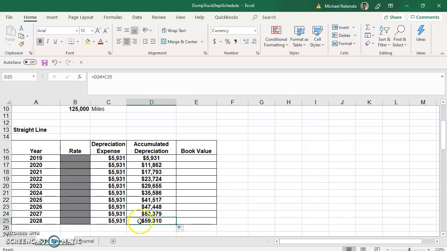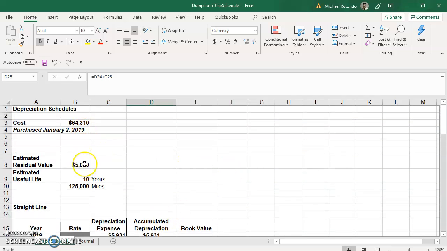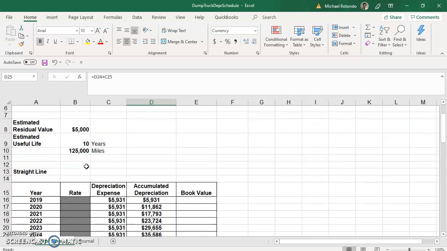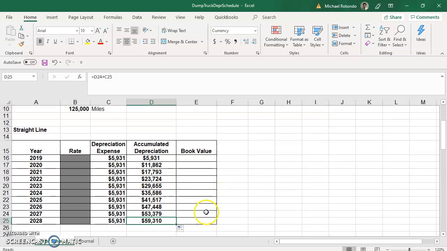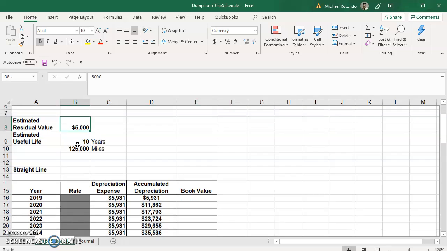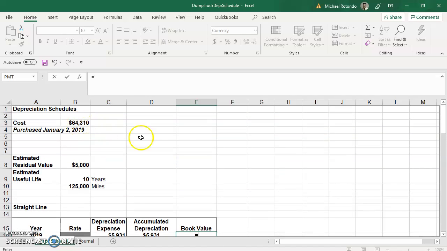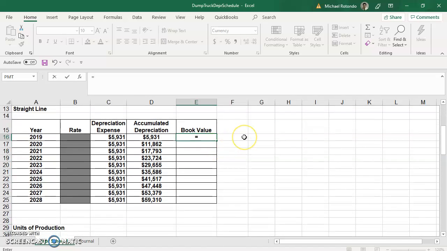So there's the 59,310. Okay, that's the depreciable cost, right? Cost minus the estimated residual or salvage value. Now, at the end of its useful life, the book value should equal the salvage value or residual value. So book value, if you recall, is cost minus accumulated depreciation. So the cost is the 64,310. So we need to type that in and then subtract accumulated depreciation.